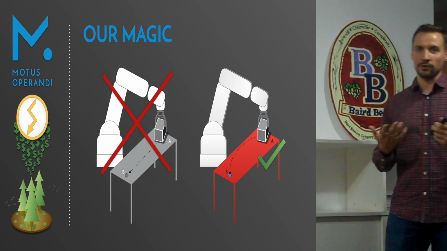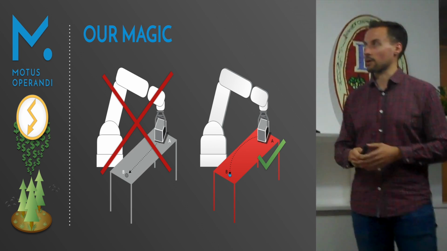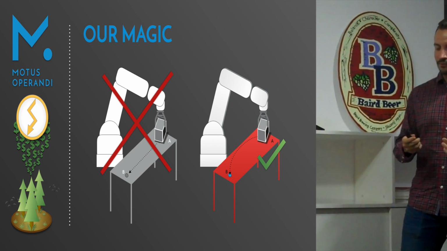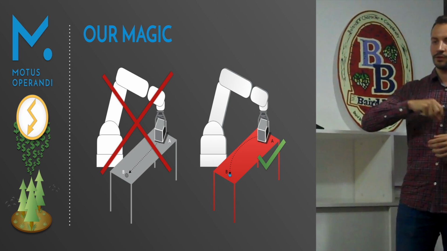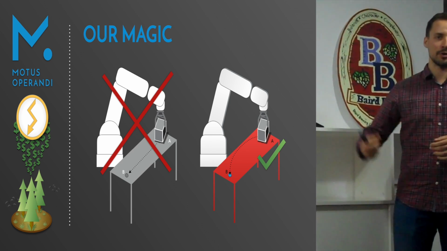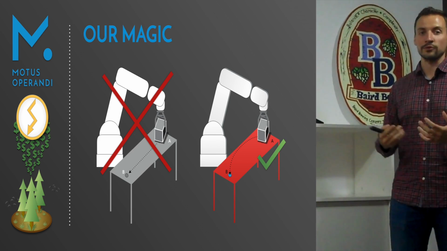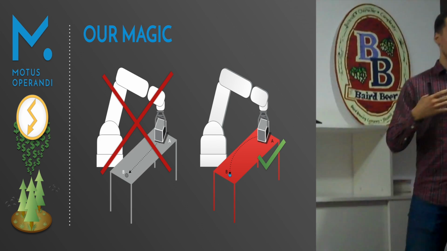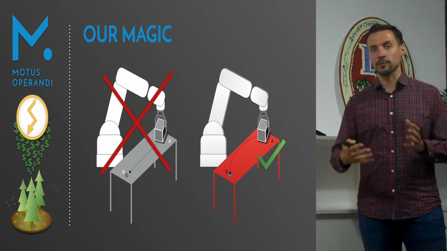So this is our initial realization. What we are doing with our magic is implementing human-like motion into robot arms, and that allows us to save energy while keeping the same level of productivity.